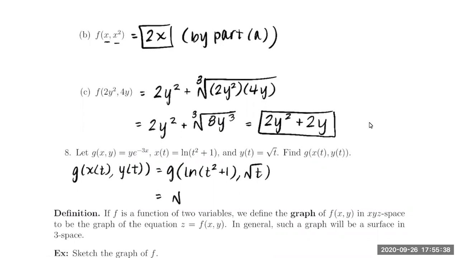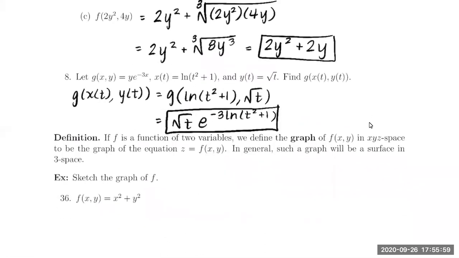The y becomes the square root of t. I have my exponential function, and then minus 3 times my x component function, which is the natural log of t squared plus 1. And there's really no simplification we can do here. So that's our final answer.